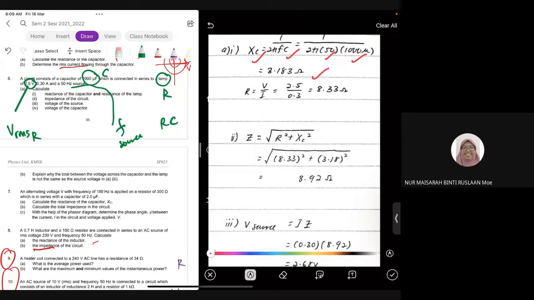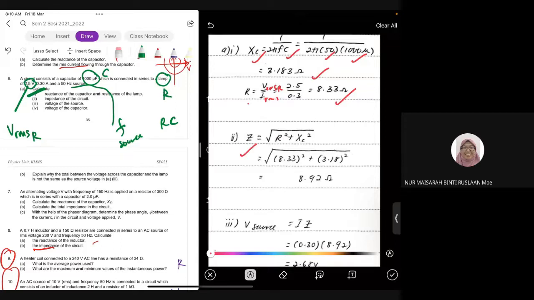Okay, so number two, they ask you about resistance. So R equals to V over I. V here we are talking about V RMSR lah. So V RMSR is 2.5 divided by I RMS. So you will get the answer is 8.33 ohm. Okay, number two, they ask you about impedance. The symbol impedance is Z, very good.